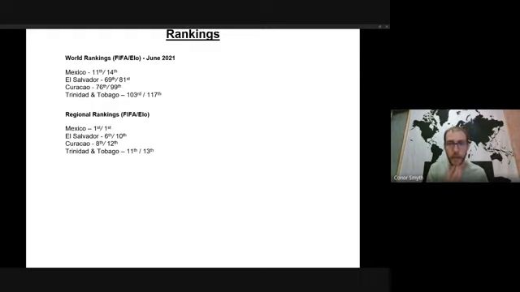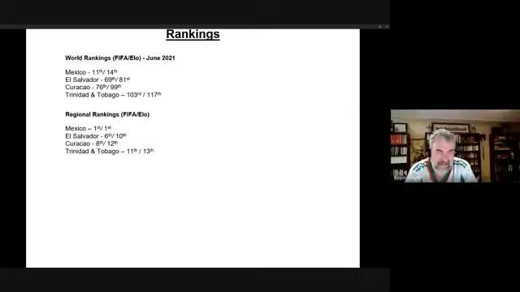However, get this, in December 2013, they were really in the doldrums. They were 178 and 188. That was as Netherlands Antilles, but that's right near the bottom of the 200 or so teams in the FIFA rankings.